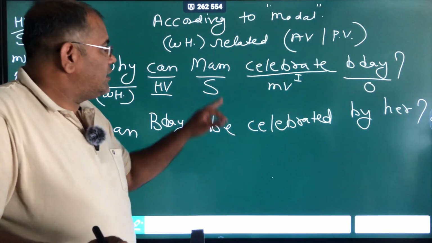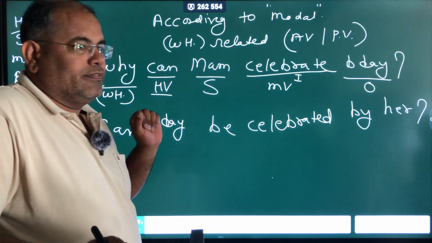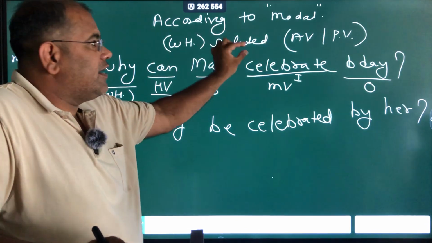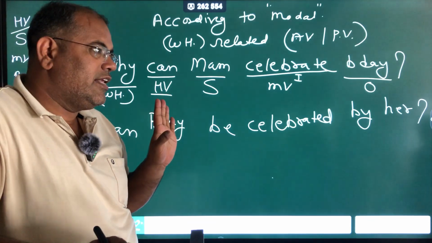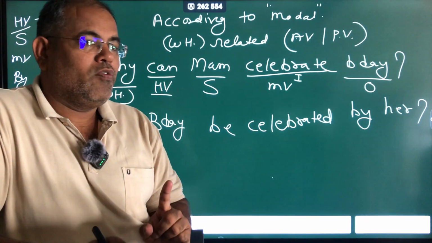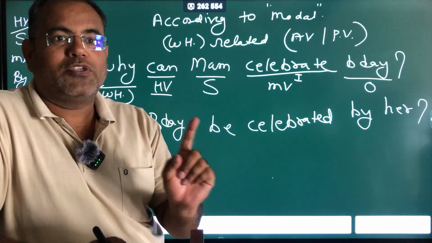So guys, in this format, I taught you, I explained to you according to model, WH related sentence into passive voice. Is that clear? So guys, I hope you have understood about interrogative and WH related active voice and passive voice formats.